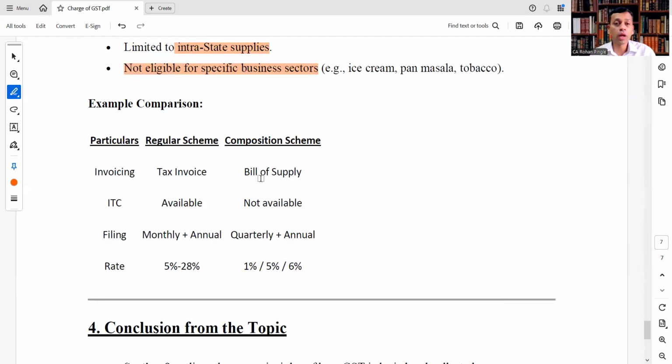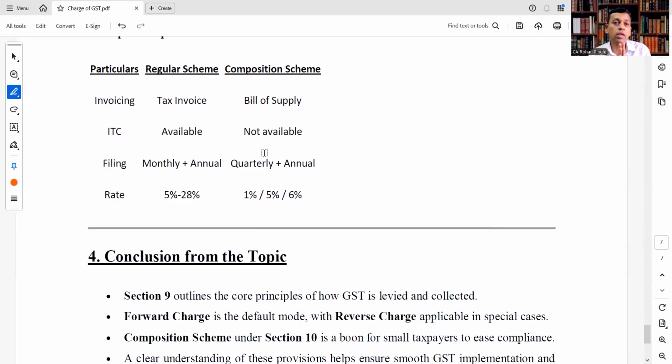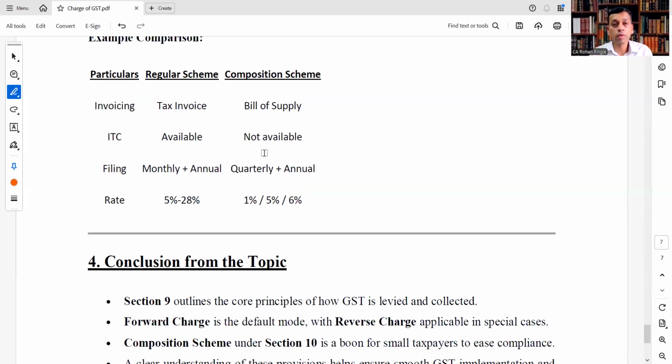Let's see an example as a comparison between the regular scheme and the composition scheme, so we will be very clear. Invoicing: under the regular scheme, tax invoice; under the composition scheme, bill of supply. ITC: under the regular scheme available; under the composition scheme not available. Filing: regular scheme monthly plus annual; composition scheme quarterly plus annual. The rate under the regular scheme varies from 5 to 28%, whereas in the composition scheme the rate will be 1%, 5%, and 6%. Very straightforward. This comparison will clear your concept very clearly.